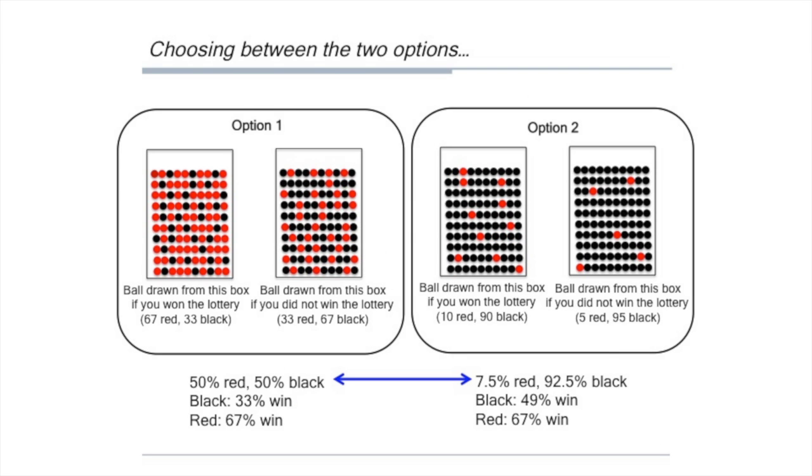Looking at these options side by side, we realize that in option 1, you are just as likely to see a red ball as a black ball, but in option 2, you are more likely to see a black ball. In option 1, seeing a black ball means your chances of winning are 33%, and seeing a red ball means that your chances of winning are 67%. In comparison, in option 2, seeing a black ball means that your chances of winning are 49%, and seeing a red ball means your chances of winning are 67%.